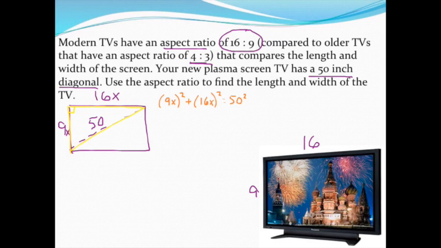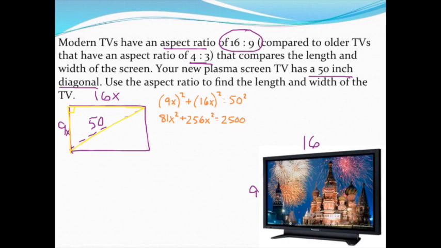When I do (9x) squared, I have to make sure I do 9x times 9x. In other words, 9 times 9 gets me 81, and x times x gets me x squared. I've got to do both parts of that. Similarly with the next piece, 16 times 16 is 256, and then x times x is x squared, and finally 50 squared gets me 2,500.